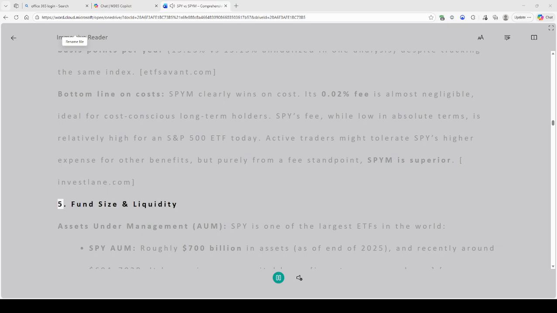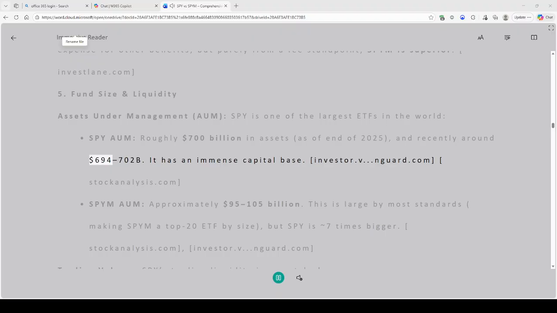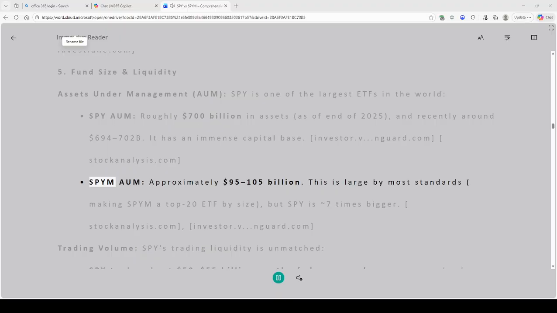Fund size and liquidity. Assets under management, AUM. SPY is one of the largest ETFs in the world. SPY AUM is roughly $700 billion in assets as of the end of 2025. It has an immense capital base. SPYM AUM is approximately $95 to $105 billion. This is large by most standards, making SPYM a top 20 ETF by size, but SPY is 7 times bigger.